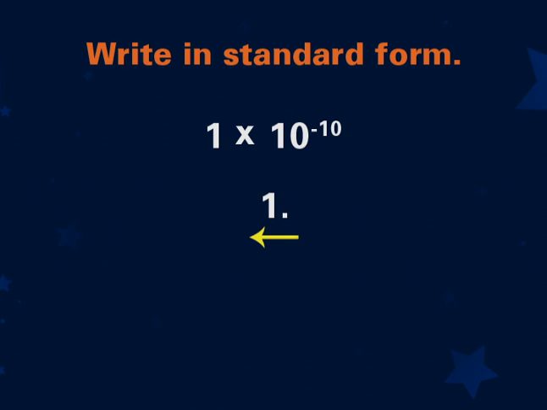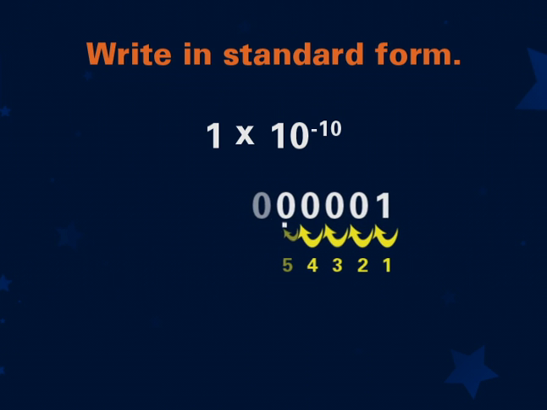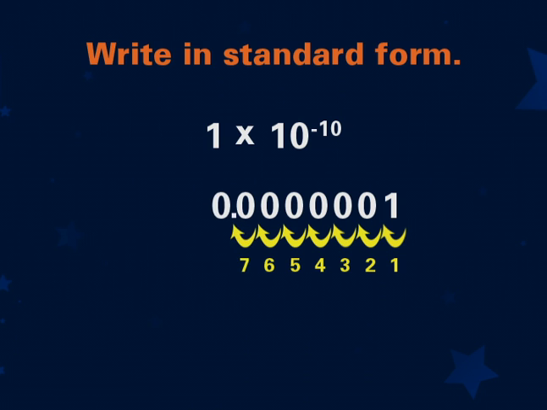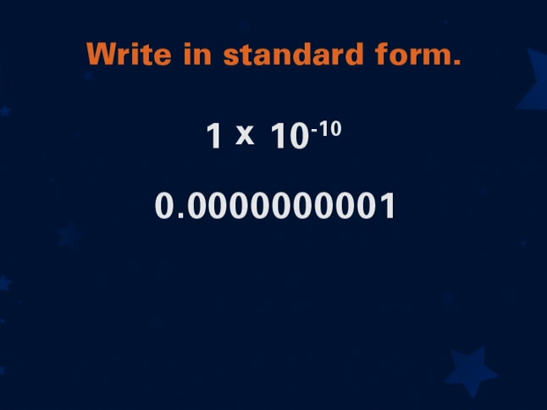Okay. I'll move the decimal point to the left 10 times, adding zeros as needed. There you go. 1, 2, 3, 4, 5, 6, 7, 8, 9, 10 places to the left. I had to add 9 zeros. That is a very teeny number.